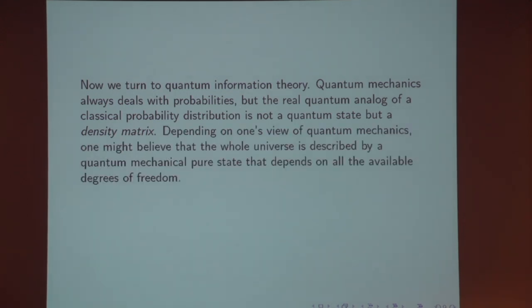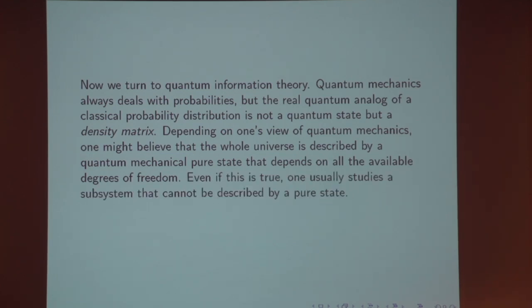So depending on your view of quantum mechanics, you might believe that there's a pure quantum mechanical state for the whole universe that depends on all possible degrees of freedom. But even if that's the case, you ordinarily study a subsystem that can't be described by itself by a pure state.